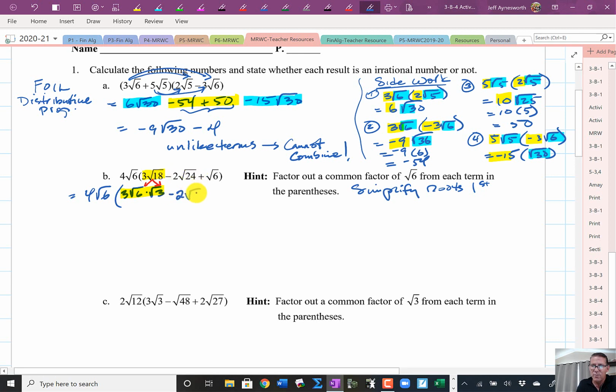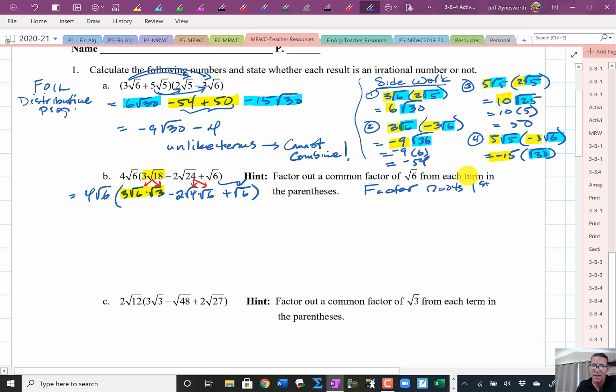Root 24 is root 6 times root 4, or root 4 times root 6. I'm going to write the root 4 first. Root 4 times root 6, and then bring down the root 6. Okay. So once again, I just factored first. Oh, simplify roots first? I meant factor roots first. Sorry, so change that. Factor. Okay? I factored the 18, I factored the 24. So factor roots first. Sorry about that.